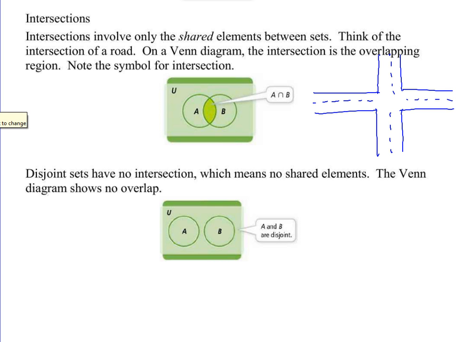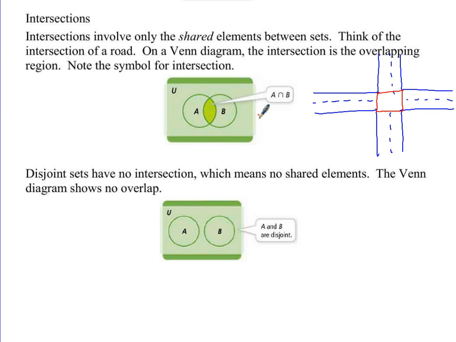Every time you have an intersection for a road, this road continues on in this direction, this road continues on in this direction, but at the intersection, we have a shared portion. This shared portion here is shared by this road and this road. That's what an intersection is in our life, and that's exactly the same as the intersection in math. The intersection is only the shared stuff.